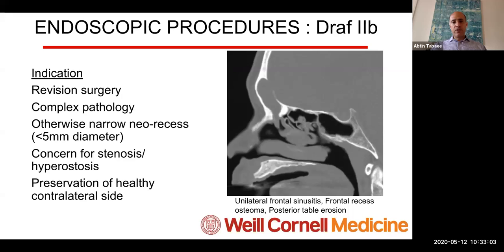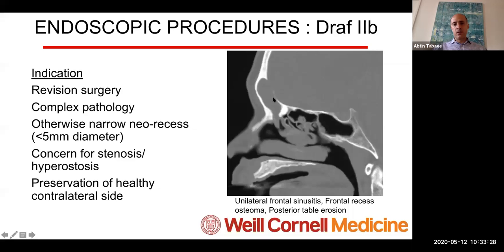For revision patients, really bad disease, they don't necessarily need to jump to a 3. Often you could do a very successful 2B, get almost the same dimensional outflow tract with a 2B as you would with a 3, but save some of the morbidity. You don't have to do a superior septectomy. You don't have to risk as much of the olfactory fila. You don't have to risk the skull base quite as much. And if you can get away with a 2B, that's sometimes adequate.